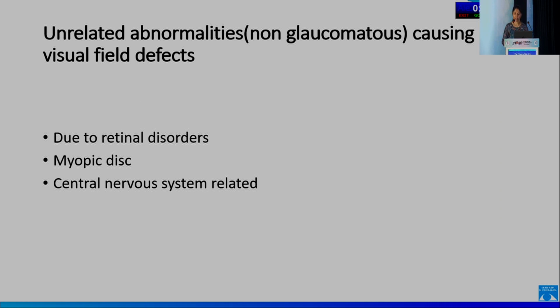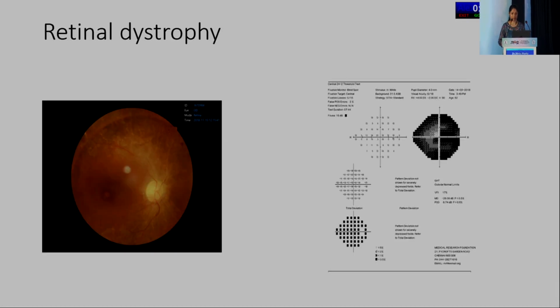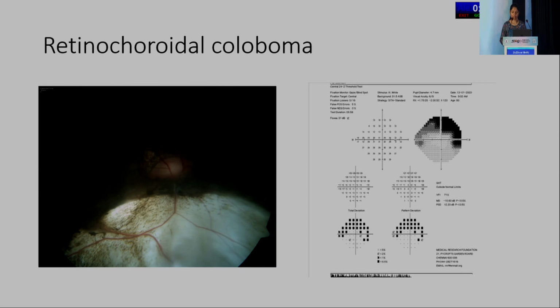So unrelated abnormalities causing visual field defect, this could be due to retinal disorders, myopic disc, central nervous system related. So this is a field test showing a constricted visual field in a patient with a retinal dystrophy. This is a superior arcuate defect, but on fundus examination, there is a retinochoroidal coloboma inferiorly, which is causing the visual field defect. This defect is not due to glaucoma.